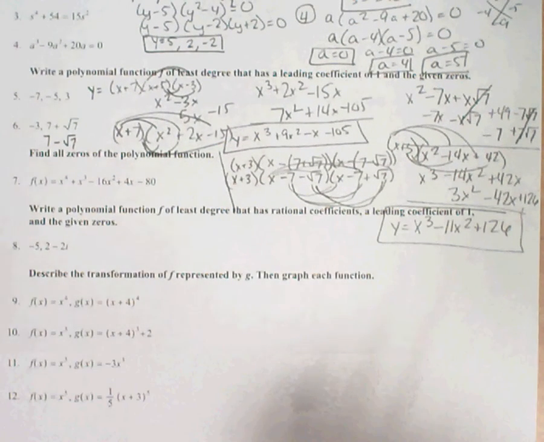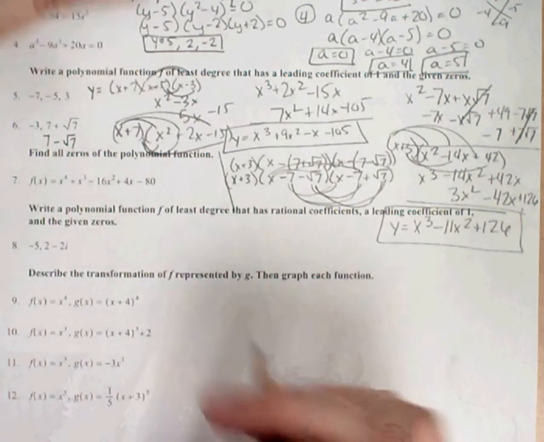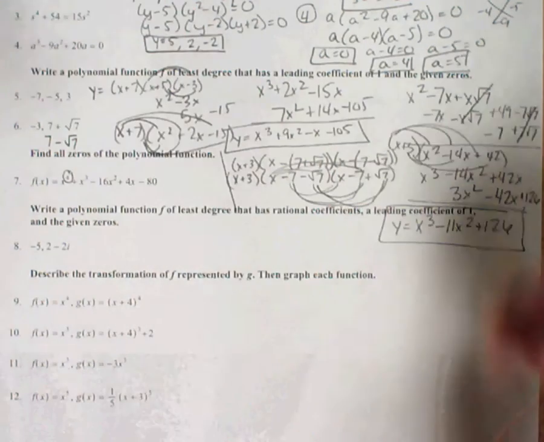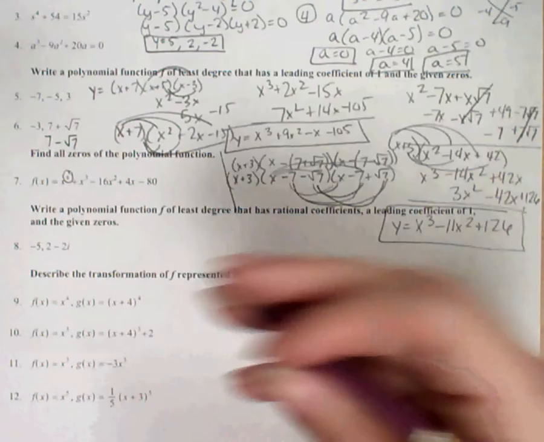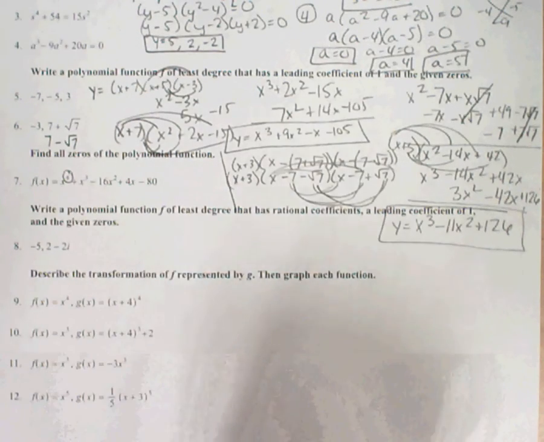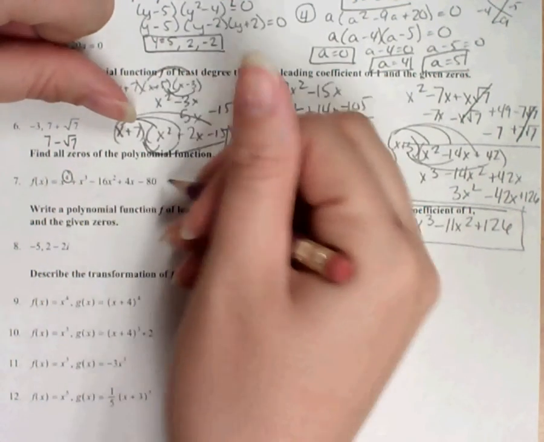Our next one, we're going to write the function, same thing, but I've got a 2 minus, or sorry, I skipped number 7. Find all zeros of the polynomial function. So this is a 4th degree, so I know there's going to be 4 solutions. Looking at it, it cannot be factored. I've got 5 terms, so I'm going to have to look at my possible zeros.